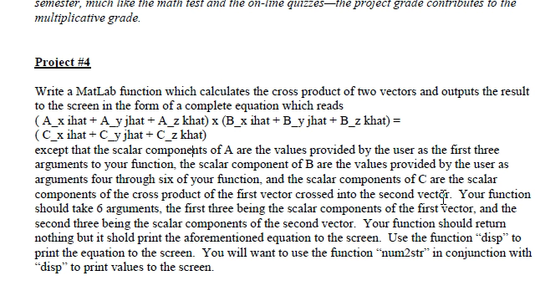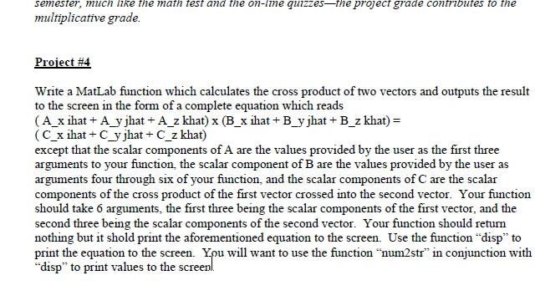I'm reading this to make sure I got it. Function takes 6 arguments. The first 3 being the components of the first vector. Second, the second. Returns nothing, but it should. Looks like I'm misspelling in there. That should be SHOULD. Print the aforementioned equation to the screen.